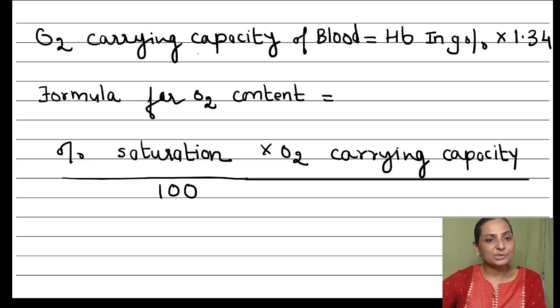So what is the oxygen capacity or oxygen carrying capacity of blood? It is hemoglobin in gram percent into 1.34. What is this 1.34? 1 gram of hemoglobin carries 1.34 ml of oxygen. That is fixed. And the formula for the oxygen content is percent saturation into oxygen carrying capacity divided by 100, and therefore oxygen saturation is important.